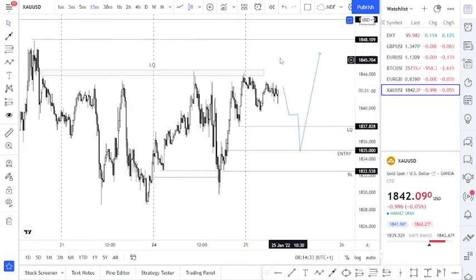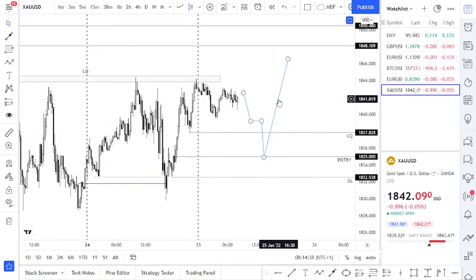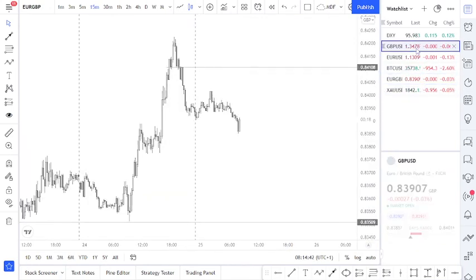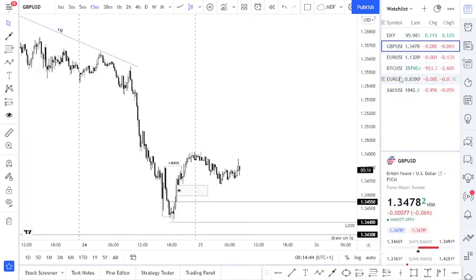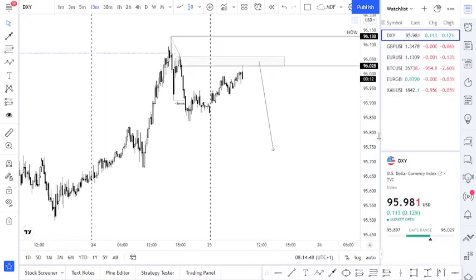If it does not, then I don't have any other setup aside from this on gold. So this is actually what I'm looking out for on the market today. I don't know if you have any question, you can feel free to unmute and ask your question.